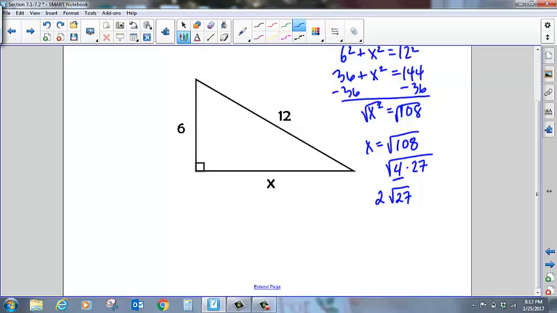27 you can break up using perfect squares as 9 times 3. So you can take the square root of 9, which is 3, so that's going to go on the outside. And then this 3 you cannot take the square root of, so that's going to go on the inside. And then you're just going to multiply the 2 and the 3 together, so this is going to be your final answer for x. So kind of weird, kind of funky.